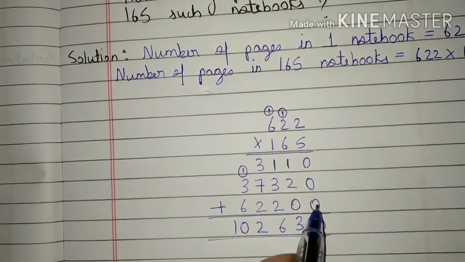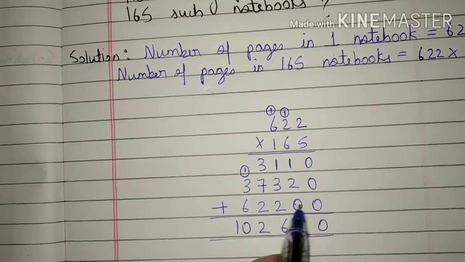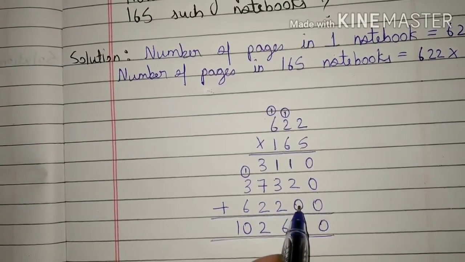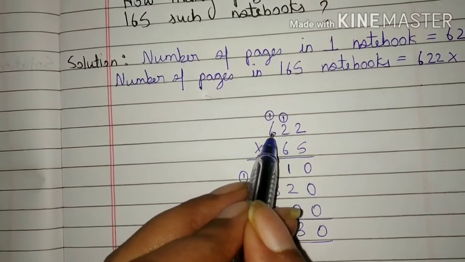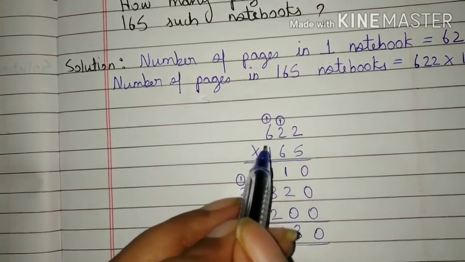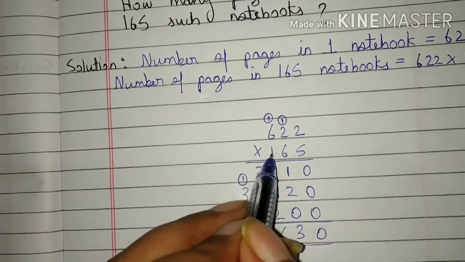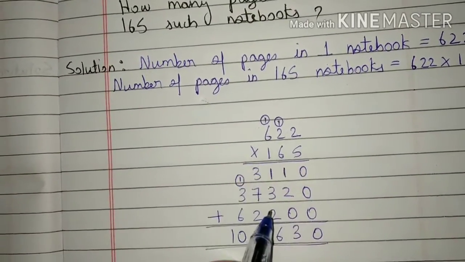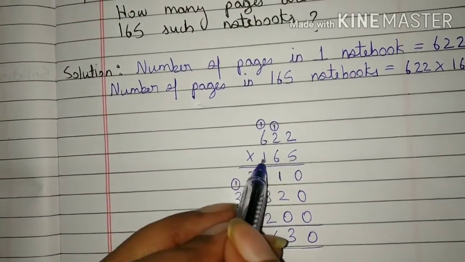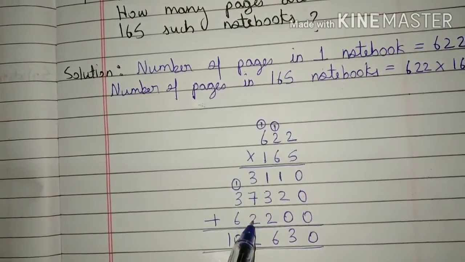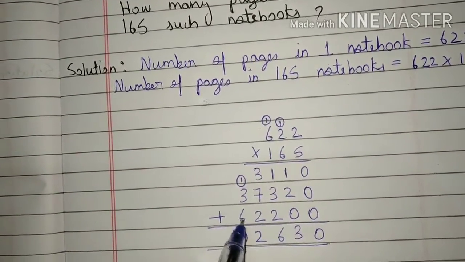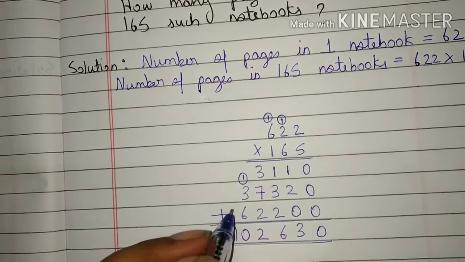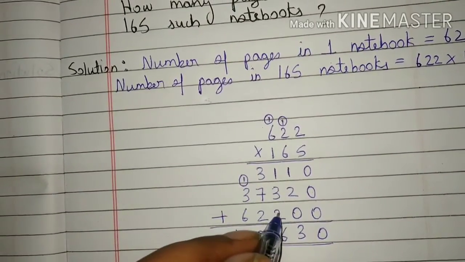Now students, we will write 2 times 0 here, that is 0, 0. And then we will multiply 622 by 1. So 1 into 2 is 2. 1 into 2 is 2. 1 into 6 is 6. Now students, we will add these three numbers.